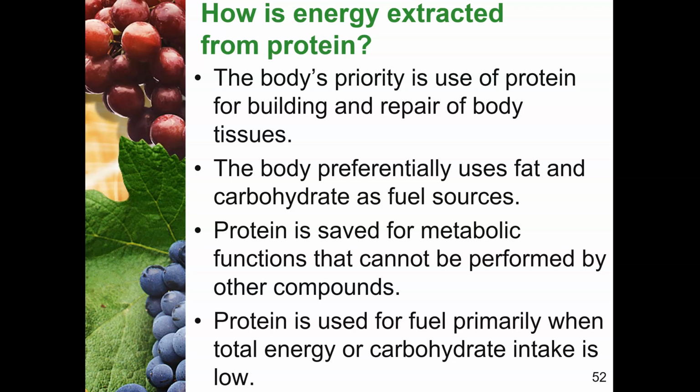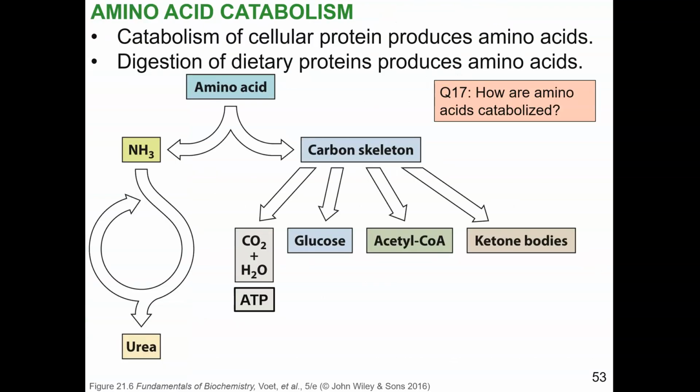Now let's talk about protein. The body's priority is use of protein for building and repair of body tissues. And in terms of energy, it uses fat and carbohydrate, assuming that it has fat and carbohydrate. So protein is saved for metabolic functions that can't be performed by other compounds. But you can use it for fuel if you have to. If you're not eating a lot, or if you're not eating any carbohydrate, then the body is going to use protein, either protein from your diet or protein from your own body, because the brain really, really likes to have glucose.